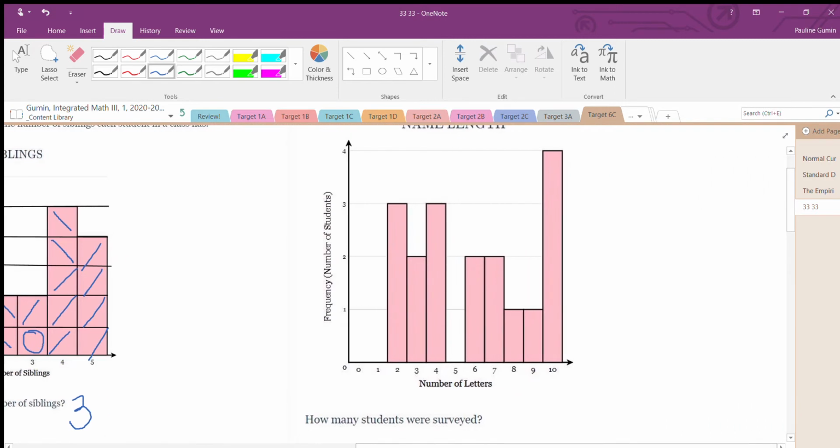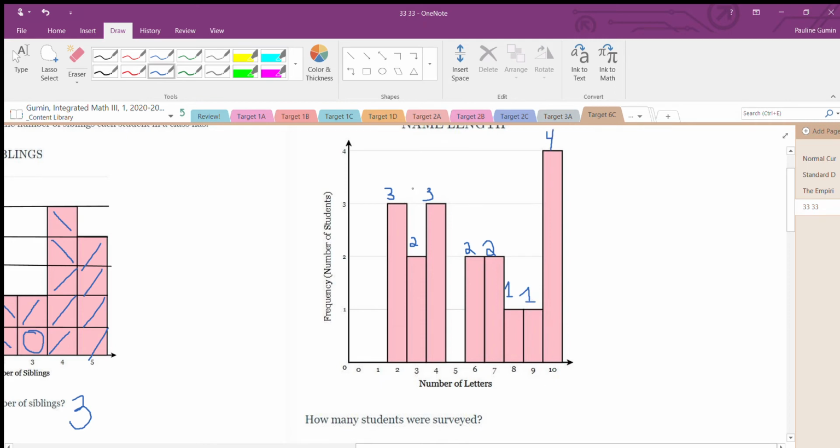Next, I have a question. Well, first we have the histogram with students being surveyed about the length of their names, how many letters they have. The question here is, how many students were surveyed? Well, once again, let's use our frequency to find out how many students had the letters in their names. 3 students had 2 letters in their name, 2 had 3, 3 had 4, 2 had 6, 2 had 7, 1 for 8 and 9 each, and 4 students had 10 letters.